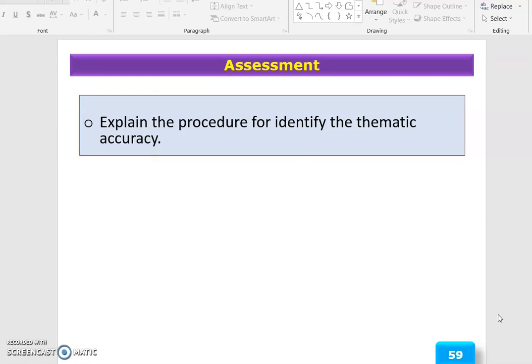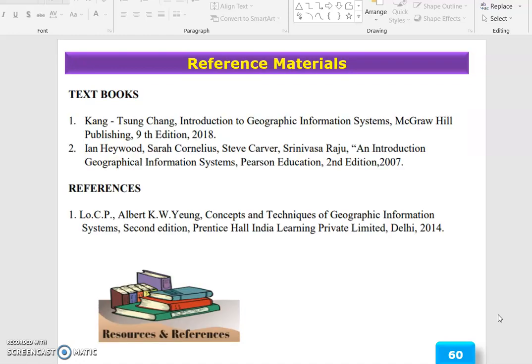So the assessment of the session: explain the procedure for identifying thematic accuracy. So these are in the textbook.